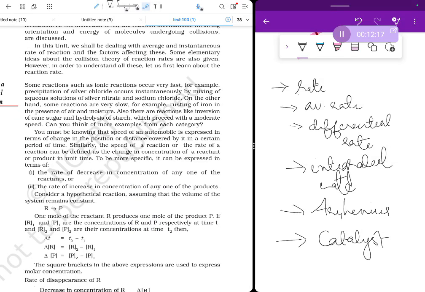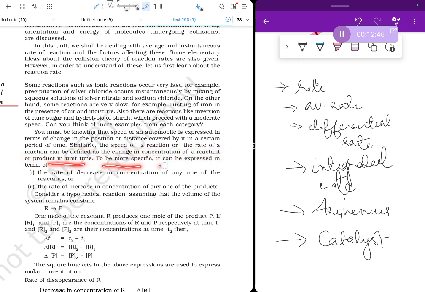Okay, let's see. You must be knowing that the speed of an automobile is expressed in terms of change in position or distance covered by it in a certain period of time. Similarly, the speed of a reaction or the rate of a reaction can be determined as the change in the concentration of reactant or product in unit time.